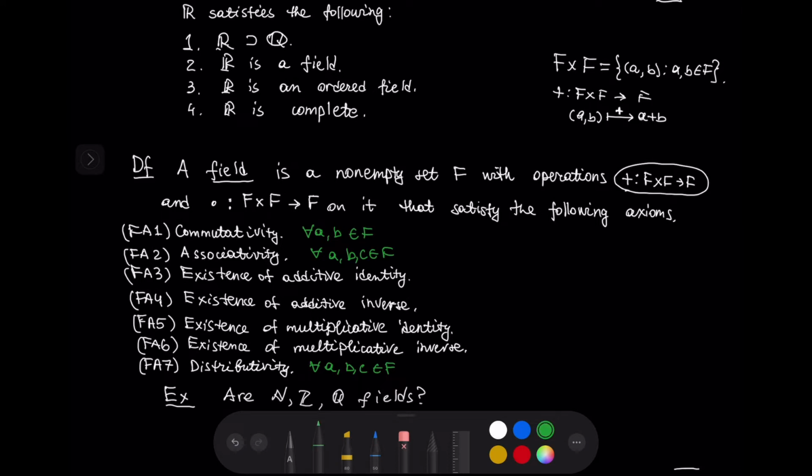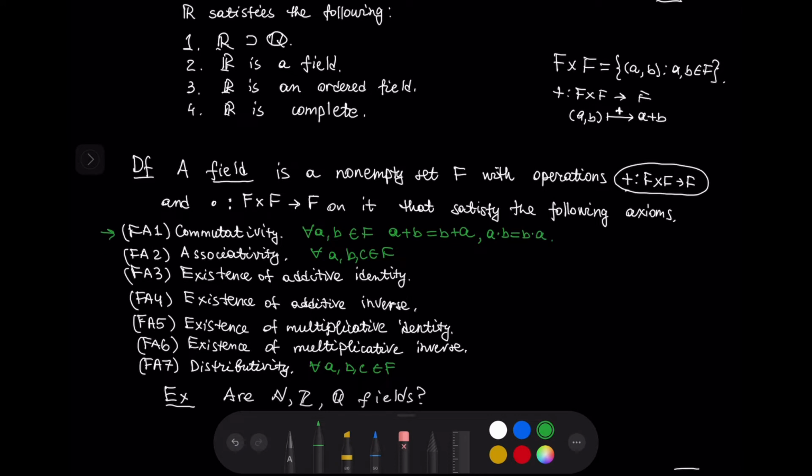All right, so let us discuss the field axioms. The first field axiom is commutativity. This axiom means that if we choose elements A and B in the field F, then A plus B is B plus A. So the order in which we write the elements when we add them doesn't matter. And A times B is B times A.